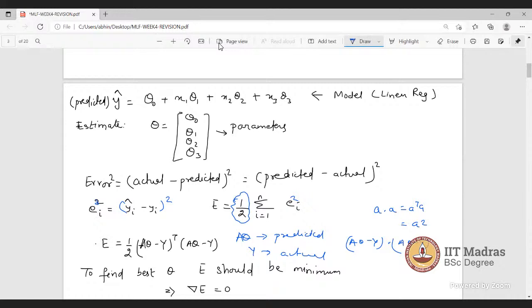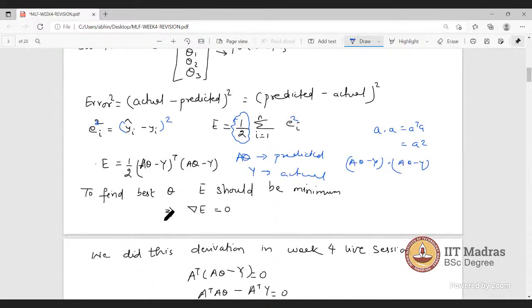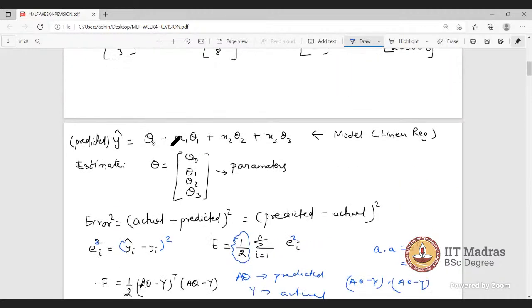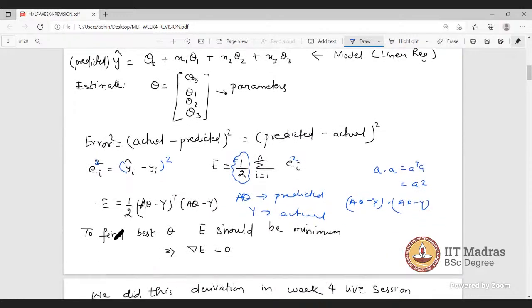Okay, so the next thing is to find the best theta. Whenever we want to find the best parameters, that is, when we want to minimize a particular loss, in this case our model will be best when the predicted values are close to the actual values. That means we want to minimize the error. So the best set of parameters will be those which minimize the given error. We do that by finding the derivative and equating it to 0. Since it's a vector, we have to take the gradient instead of the derivative, so the gradient should be equal to 0.